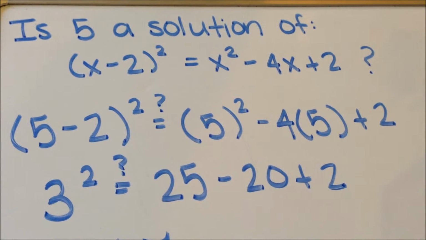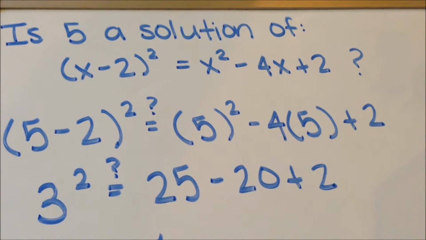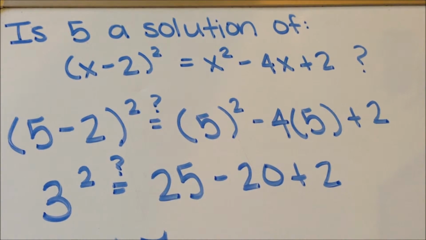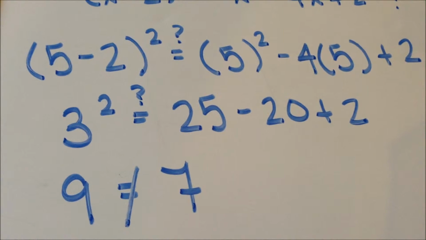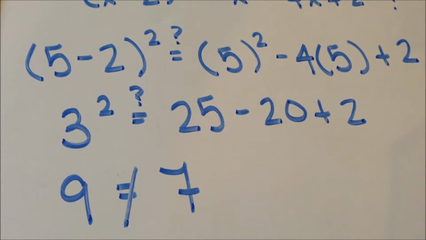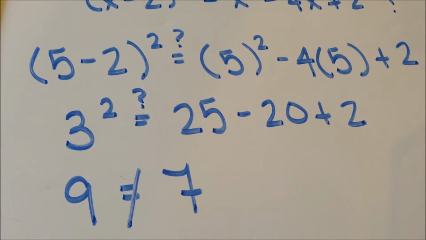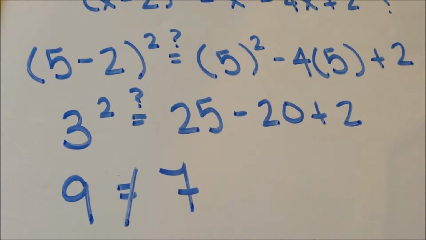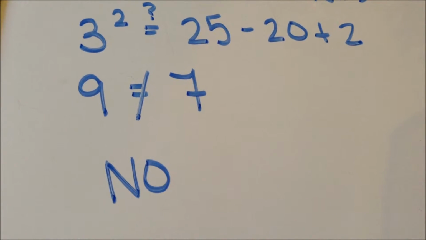On the right-hand side, we have 5 squared, which is 25, and we also have 4 times 5, which is 20. So at that point, we have 25 minus 20 plus 2. And then when we simplify, we end up with 9 on the left-hand side and 7 on the right-hand side. 9 is not equal to 7, therefore it's an untrue statement. So no, 5 is not a solution to the equation.